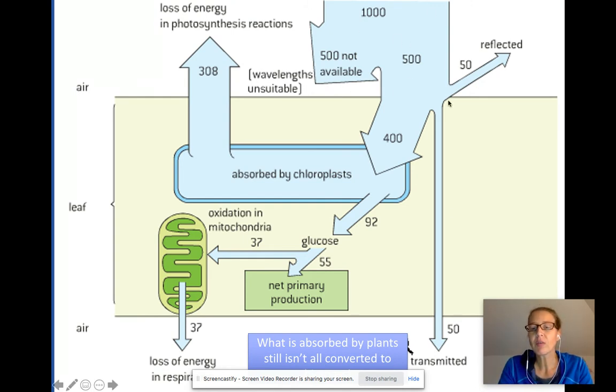Some of it gets reflected or transmitted depending on where it hits within the plant, if it's hitting chloroplasts or not. And so of that 1,000, you can see in this diagram, there's about 400 that's actually going to be absorbed by the chloroplasts themselves. And of that absorbed by the chloroplasts, only 92, about a quarter of it, is going to be converted to glucose through photosynthesis. So I would probably label this arrow right here photosynthesis, right?